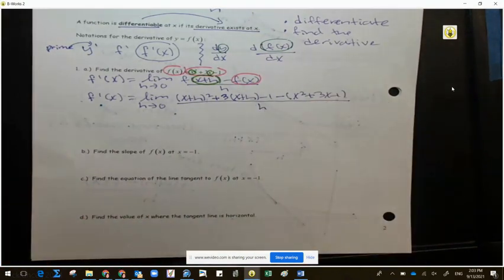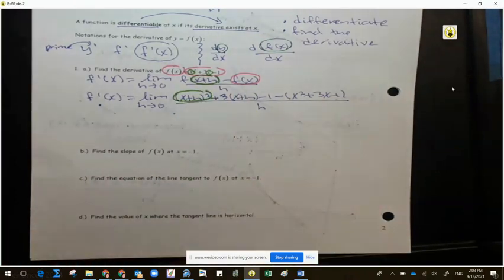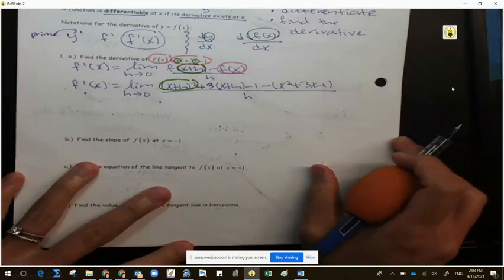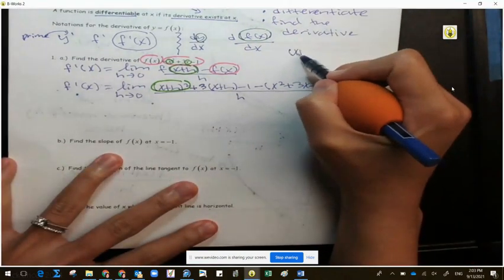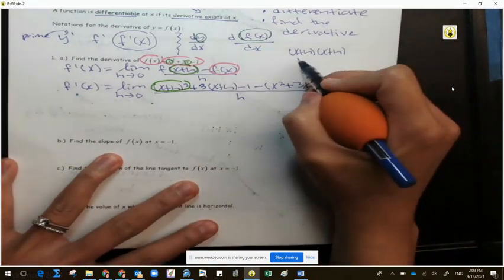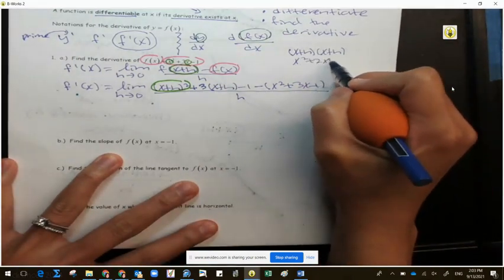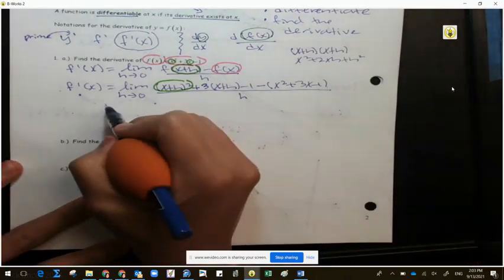And I'm going to give you a heads up. Once we're done with this whole thing, if the h's do not cancel, you've done something wrong. So let's start with this guy. How would I simplify that? Could I write x squared plus h squared? Nope. This is happening twice. There you go. We have x squared plus 2xh plus h squared. Very well. So let's go ahead and write that out.